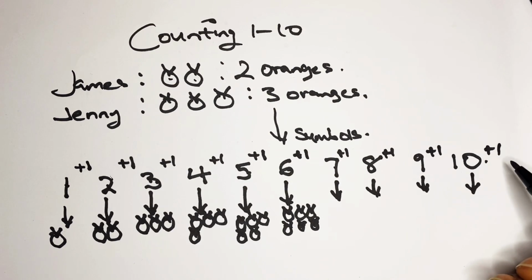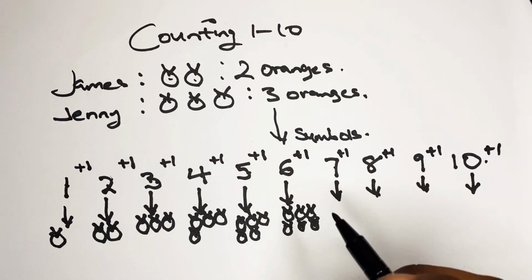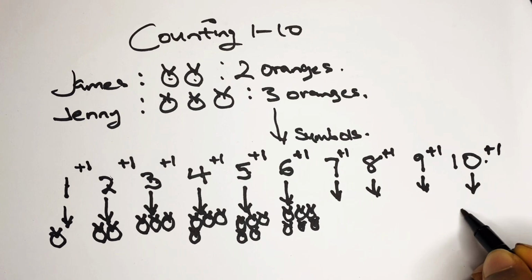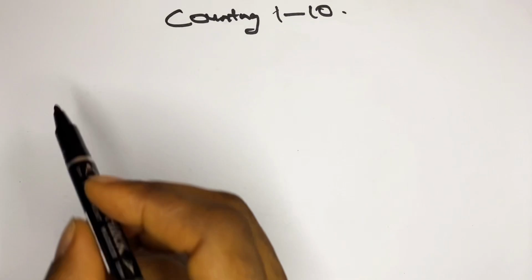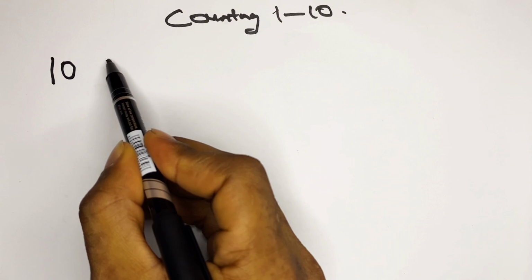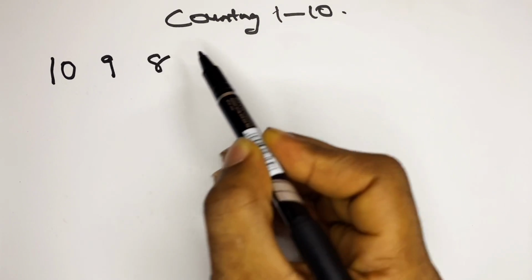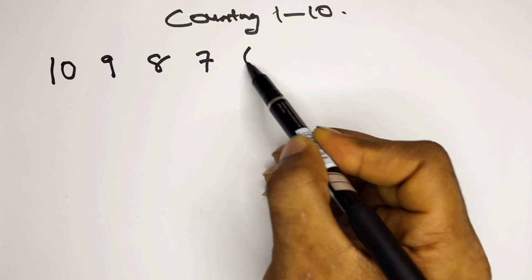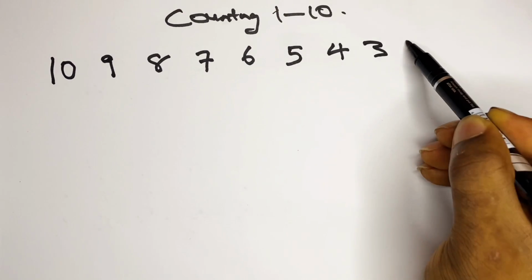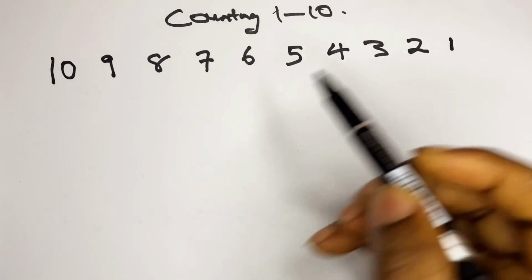What if we count backward? Anytime we count backward means counting down. Anytime we count down, we minus 1. For example, okay, let me turn to the next page. Let's count backward now. Start from 10, 9, 8, 7, 6, 5, 4, 3, 2, and 1.